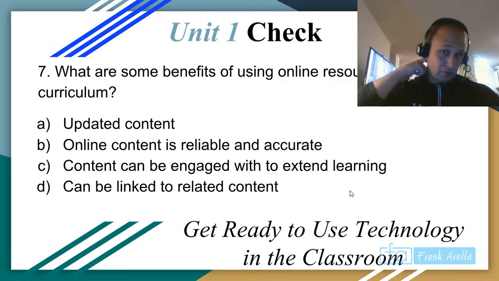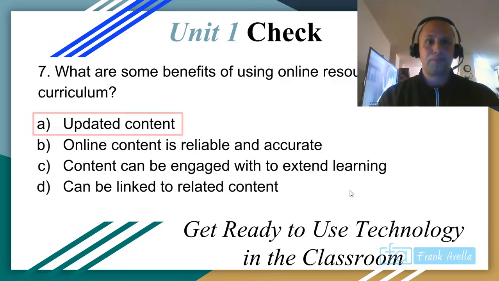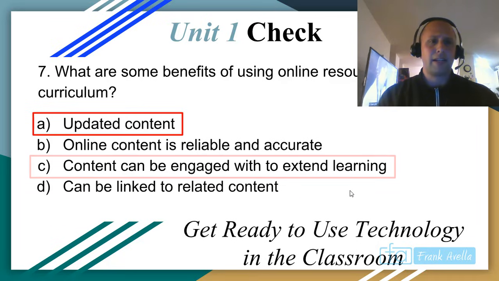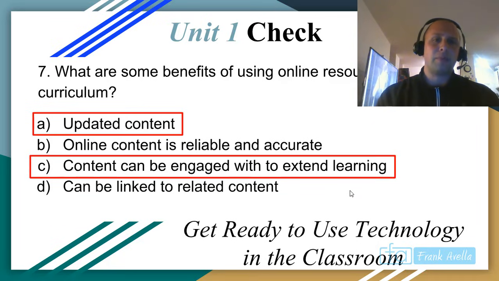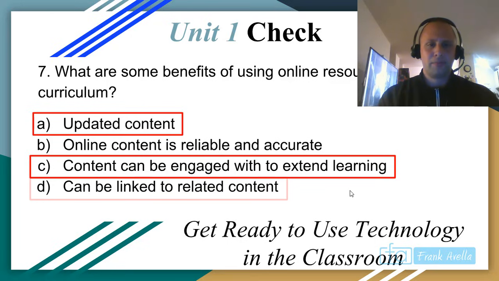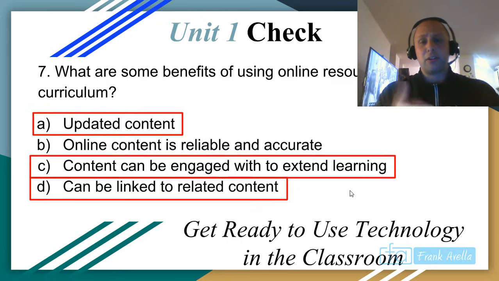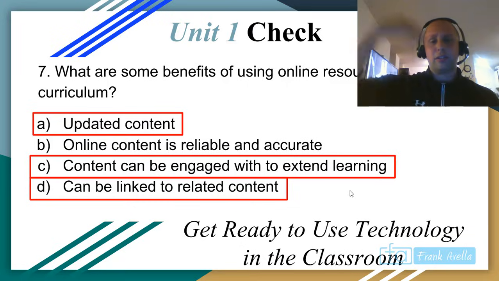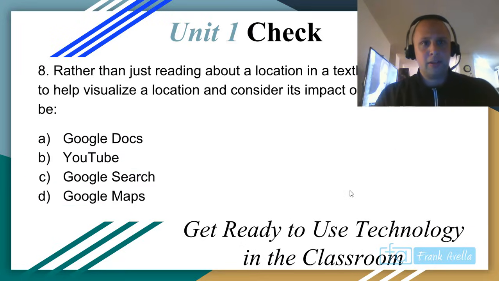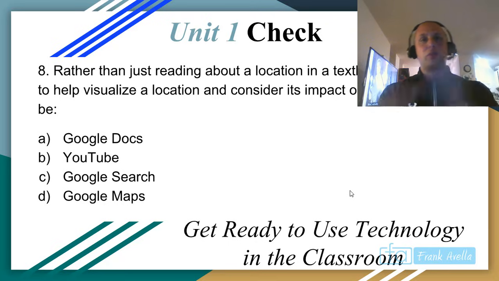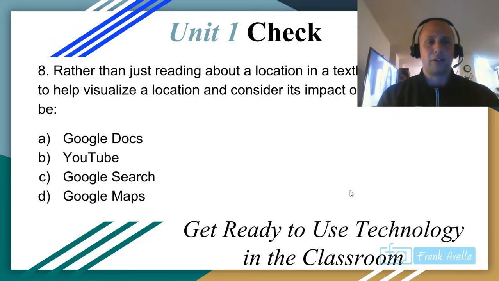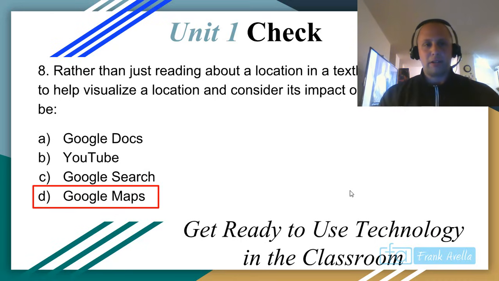What are some benefits of using online resources in the curriculum? Online resources are always updated, and they can be engaged to extend learning. And remember, they can be linked to other content. So you can link to one, to another link, to another link, and go on and on. Rather than just reading about a location in a textbook, what tool can help you really visualize a location and its impact on the world and history? Google Maps. We really didn't go over Google Maps, but you could just tell by the other ones that's the correct choice.